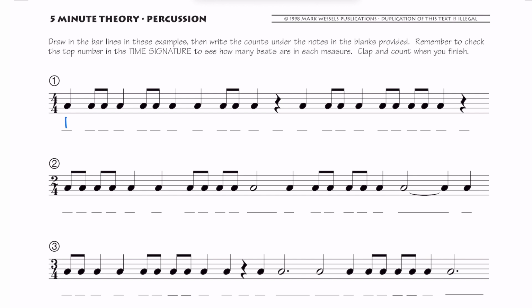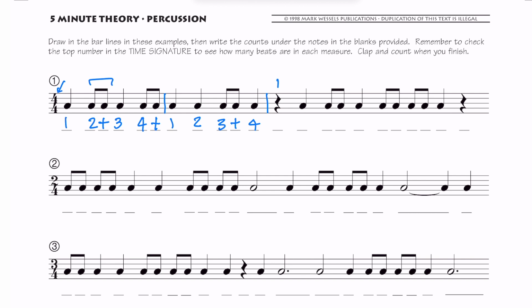So 1. Anytime I have two 8th notes, the first one's on a number, the second one's on the and. And I'm going to write a plus sign. You can write an and, or you could spell it out, whichever. All right, next one, 3. And then, notice I'm in 4 time, so I keep going 4 and then I got to draw my bar line. Okay, 1, 2, 3, and 4, bar line.